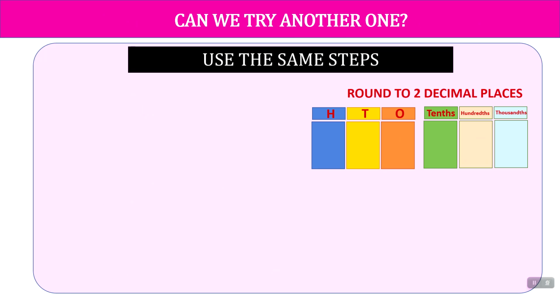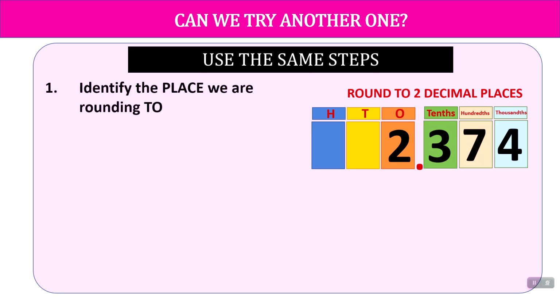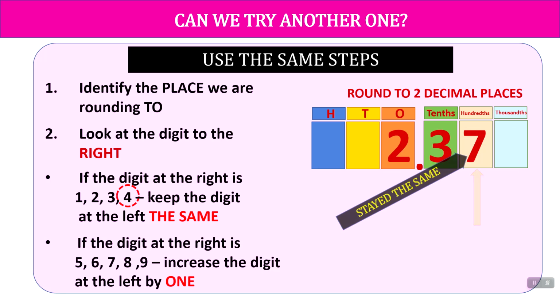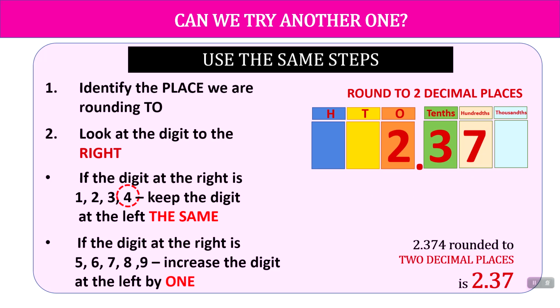Let's try another one. Round to two decimal places, 2.374. Again, the place we're rounding to is two decimal places, and the second digit after the decimal point is the number 7 in the hundredths column. We look at the digit to the right, which is a 4. And we know that that is a 1, 2, 3, or 4, which is small enough to keep the digit in the hundredths column the same. And so our answer is going to be 2.37. The 7 stayed the same. 2.374 rounded to two decimal places is 2.37. The 4 was too small to cause the 7 to increase, and so it stayed the same, 2.37.